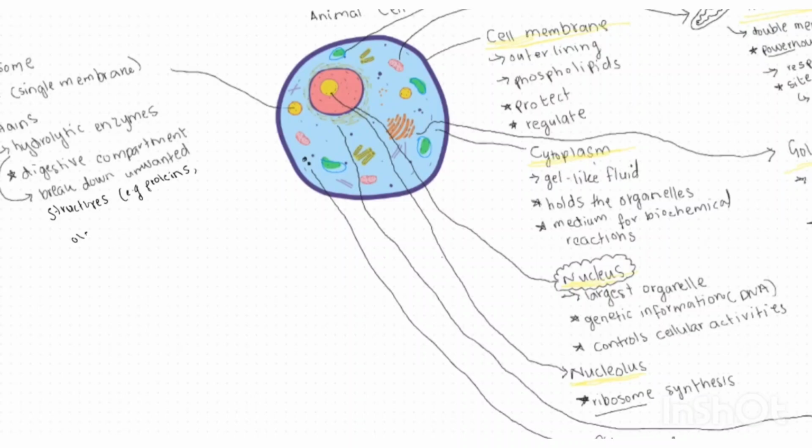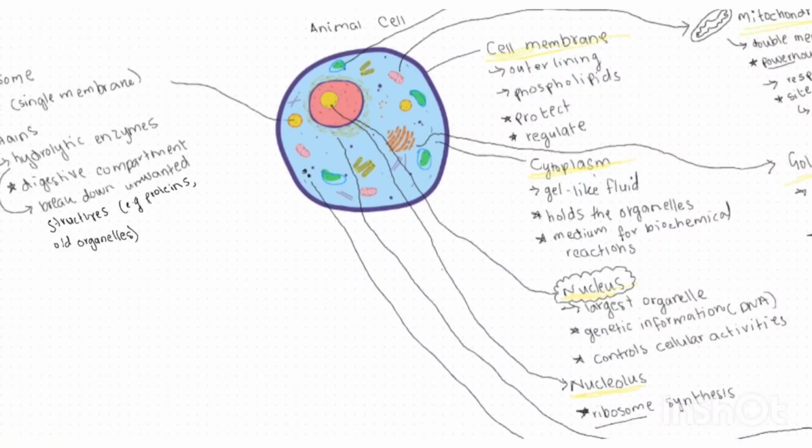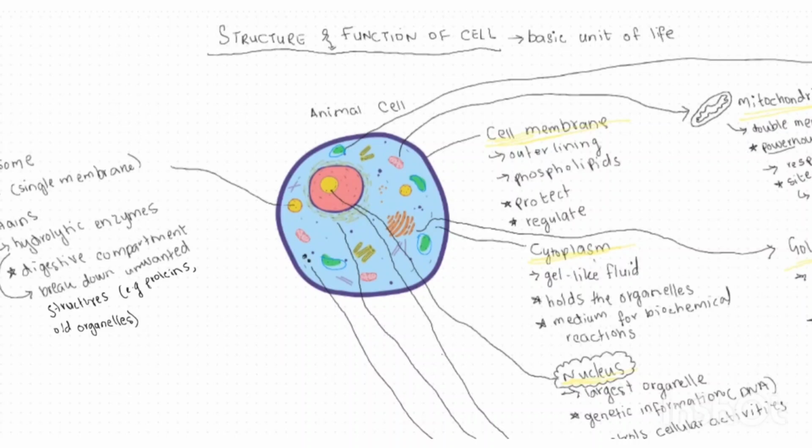Okay, so it breaks it down. And the reason it can do this is because the lysosome has hydrolytic enzymes. So for example, if there's unwanted proteins in the cell, unwanted organelles that were once fully functioning organelles, but now they're just old and are just not performing that function. So what happens to those? The lysosome will do that job and digest it and then get rid of it. Okay, so you can think of the lysosome as the rubbish collector of the cell.